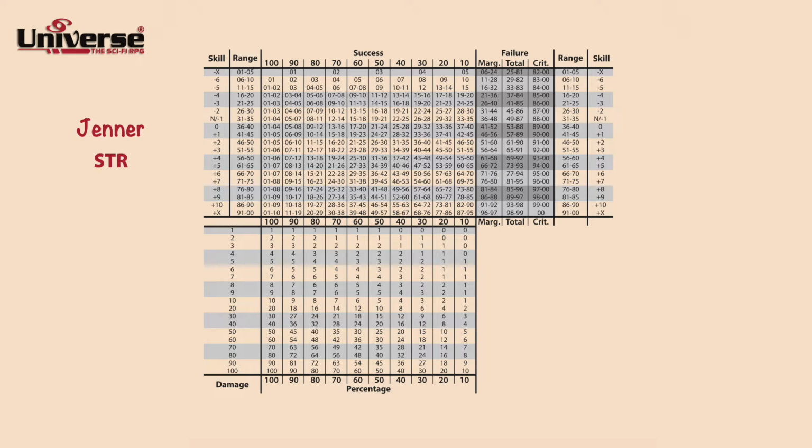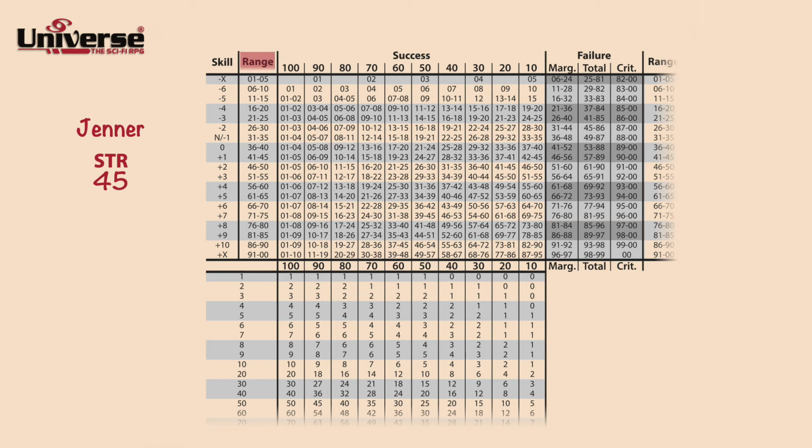Referring to Jenner's character profile, Jenner has a strength of 45. We follow the range column of the performance table until we come to row 41 to 45. We roll the dice and get a 92. We follow the performance across until we get to the column that includes 92, which is 90 to 100. We can see that this is a critical failure. Jenner falls to the ground and must defend himself from the drunk's kicking while he tries to recover.